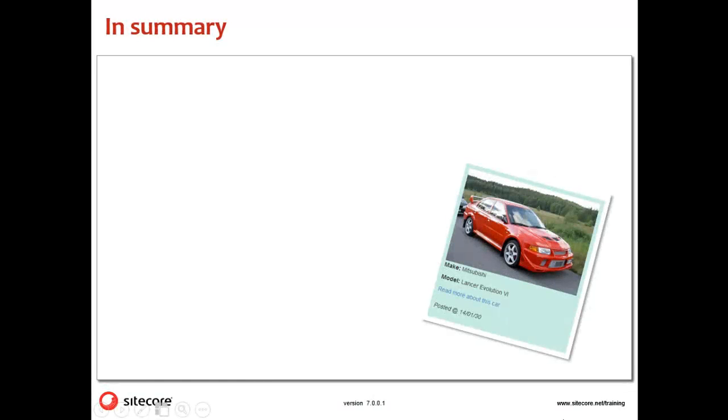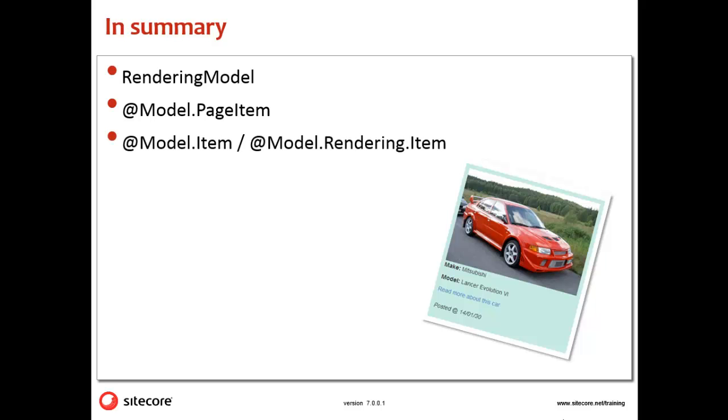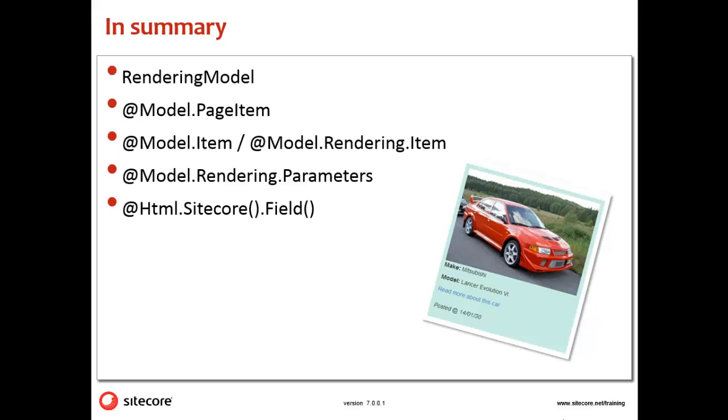Let's summarize what we've seen so far. We created a component called a spotlight, which used the Sitecore rendering model. That rendering model gives us access to the page item, which is the context item we're currently viewing. It gives us access to the data source item in two different ways, and the rendering's parameters. We also looked at how to use the Sitecore field helper to output data from that data source item, and how to pass in field parameters. This leads us on to our next topic, which is how to create a custom Sitecore HTML helper.